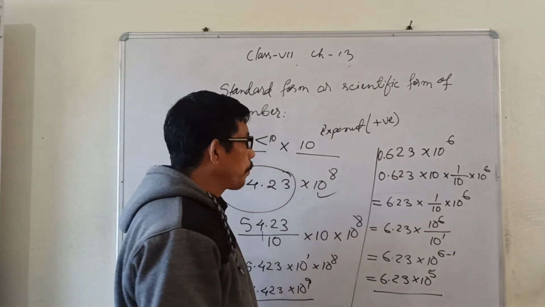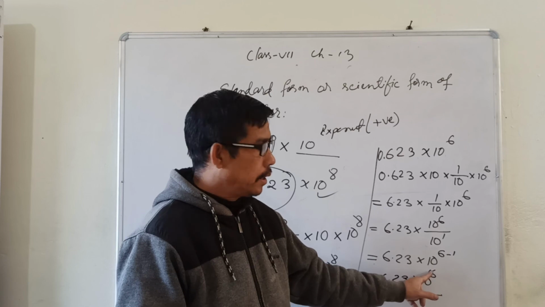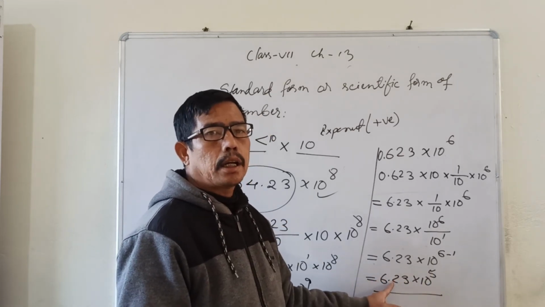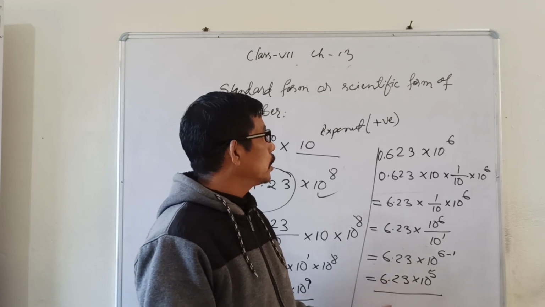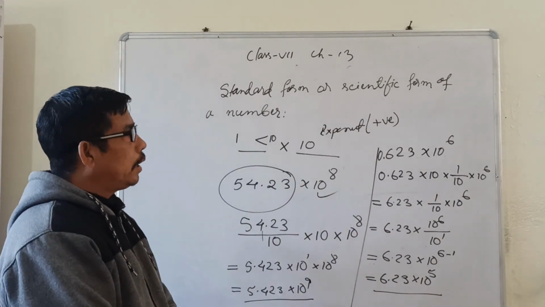Now, the second number is 10 raised to a positive integer, and the first number lies between 1 and 10. So it satisfies the condition to be in the standard form. So these are the ways to convert a given number into the standard form.